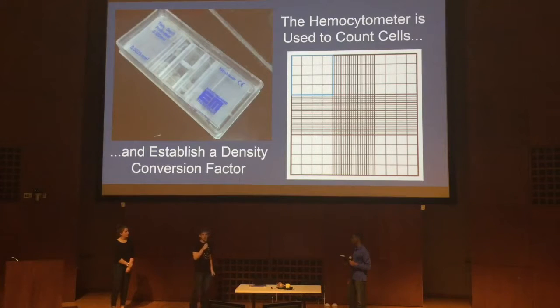If a cell is on the edge, in order to avoid overcounting, you ignore cells that are on the right edge, the bottom edge and the two right corners, and only count cells that are on the left edge, top edge, and two left corners. You take the average count for those five squares that you counted and divide that by 0.00625 to convert it to units of cells per microliter.